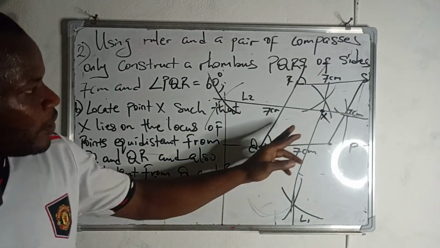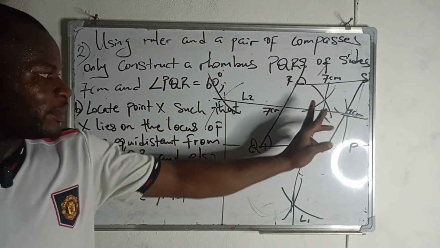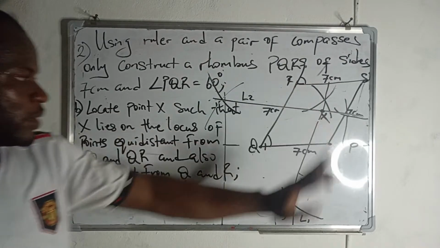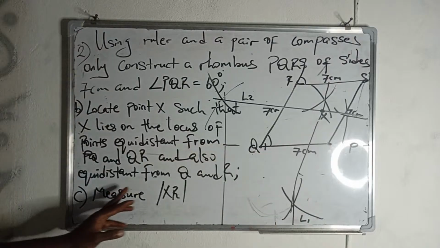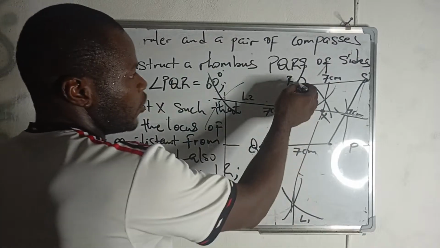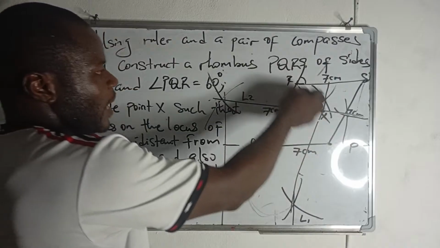Now when you measure from here to here, the same thing you have. The distance from R to X will give you the same thing as Q to X. Now we are expected to measure RX. So placing your ruler here, make a dotted line, then you measure RX.